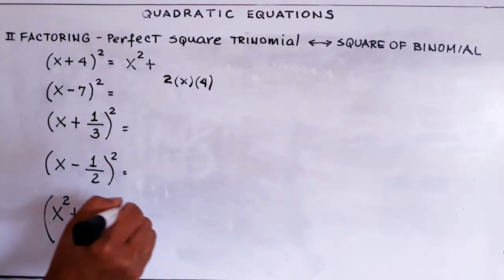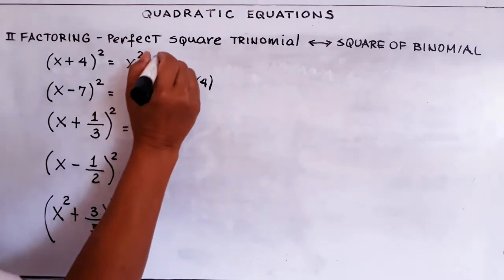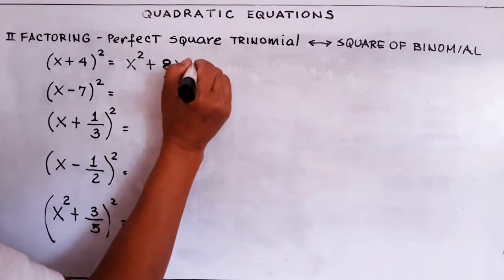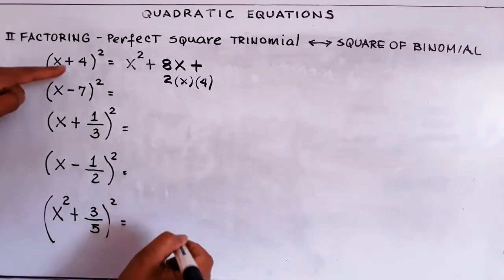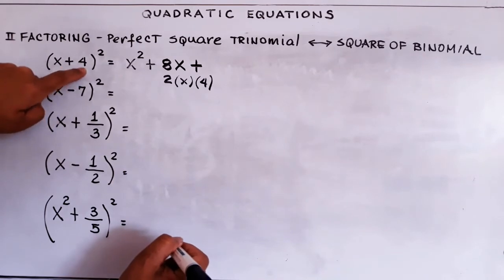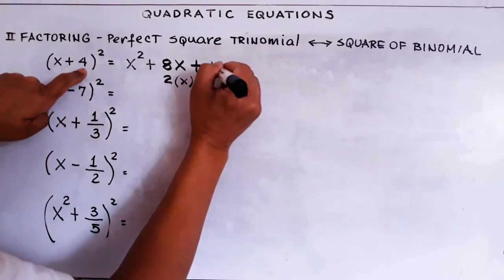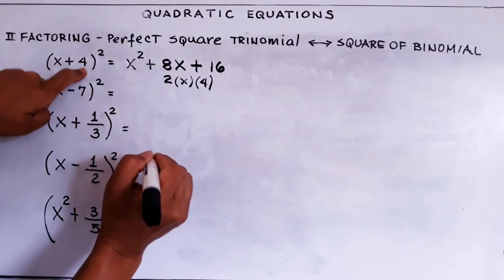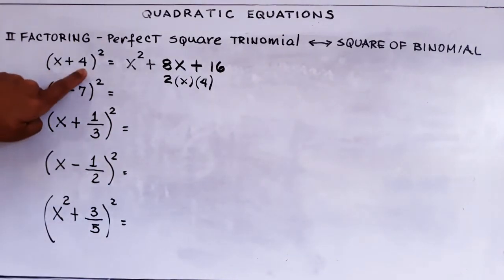And what is that one? If you multiply that one, 2 times 4 is 8 times x is 8x. And the sign of the last term is always positive, or plus. And we raise this one to the second power. 4 squared is 4 times 4, so it will give us 16. It is not 4 times 2, which is 8. But 4 times 4 is 16. Okay, so that is for number 1.